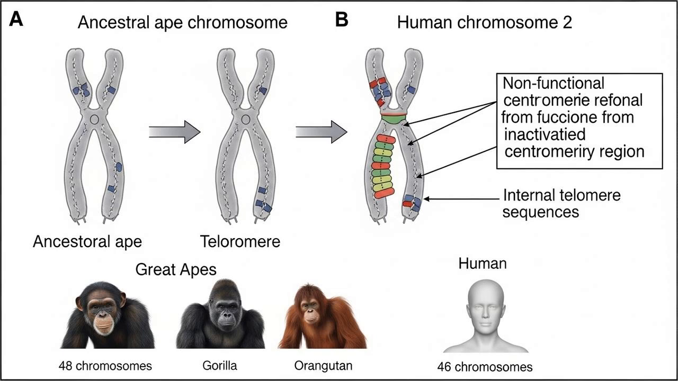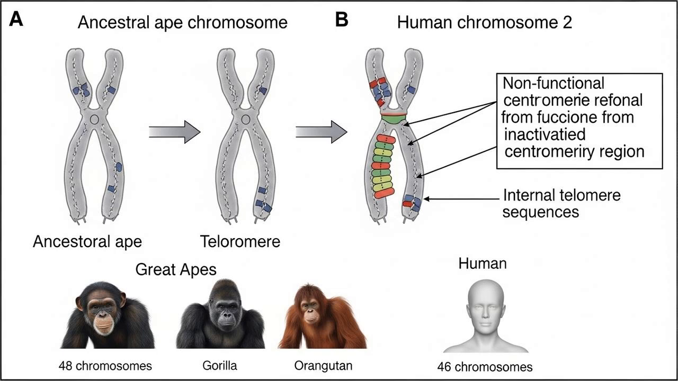Human chromosome 2 has the remnants of a second, inactive centromere, right where you'd expect it to be if two chromosomes had joined together. Even more tellingly, it has telomere sequences buried in its middle, which makes no sense unless they were once the ends of two separate chromosomes. This fusion event happened in our ancestors after our lineage split from the chimpanzee lineage, and it became a defining feature of what would become Homo sapiens.